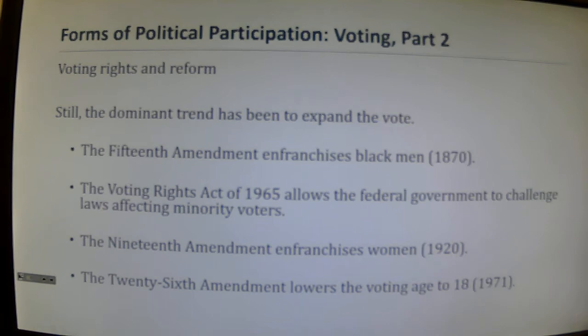These are just the various amendments that expanded the right to vote. Because voting is really important, utterly important. Everybody needs to vote. I'm going to tell you guys, honest to God, I don't care who you vote for. I really don't. But for the love of Jesus, please cast an educated vote.